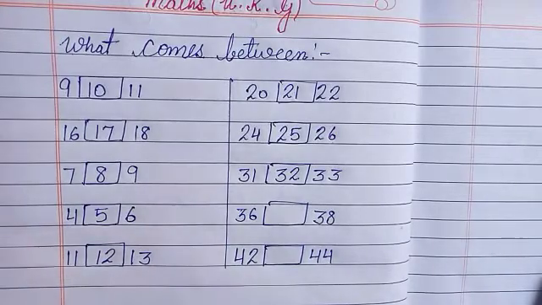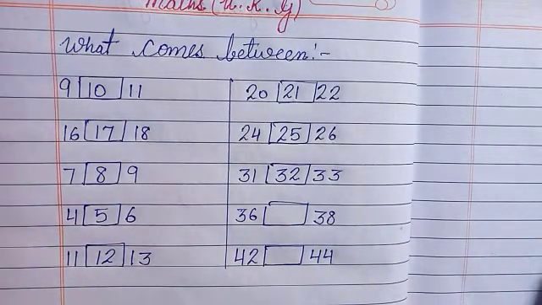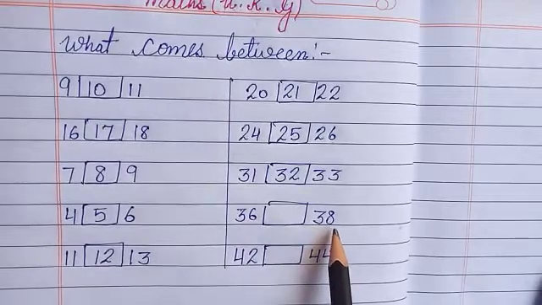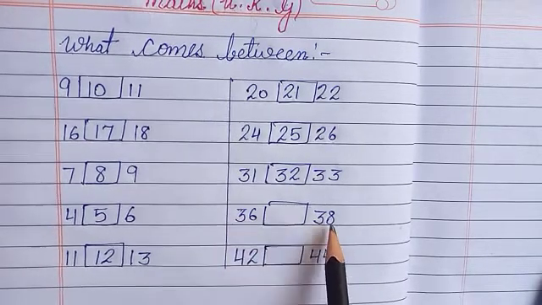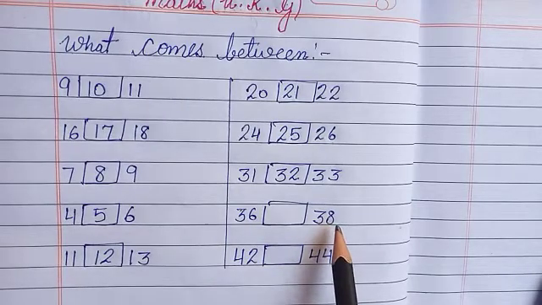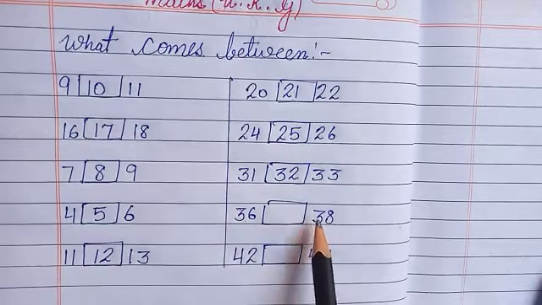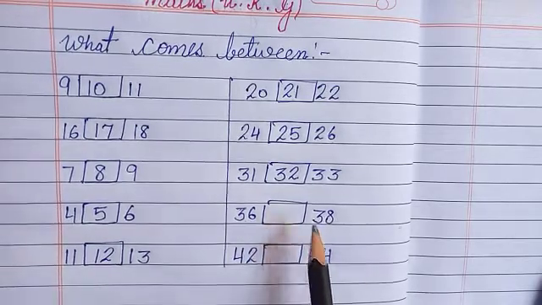Okay students, understood? Now I am going to solve the next question. Here is 36 and 38. Which number will come between 36 and 38? 37 comes between 36 and 38. You write here 37.